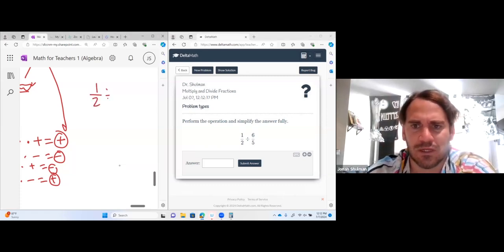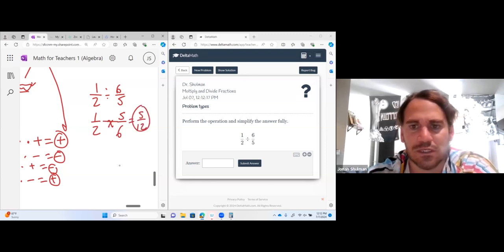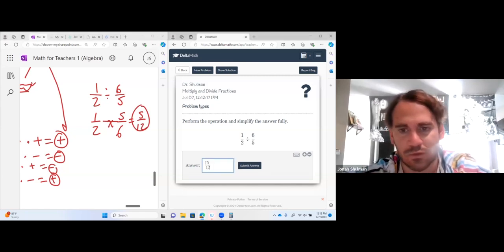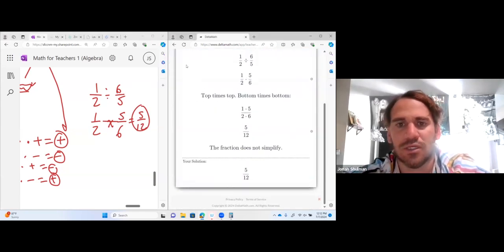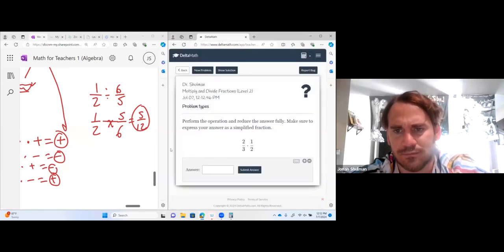1/2 divided by 6/5 is the same thing as 1/2 times 5/6. We know it's going to be 5/12. We did it. There's no simplification needed. 5/12. Magic does not simplify. Let's do a harder one.